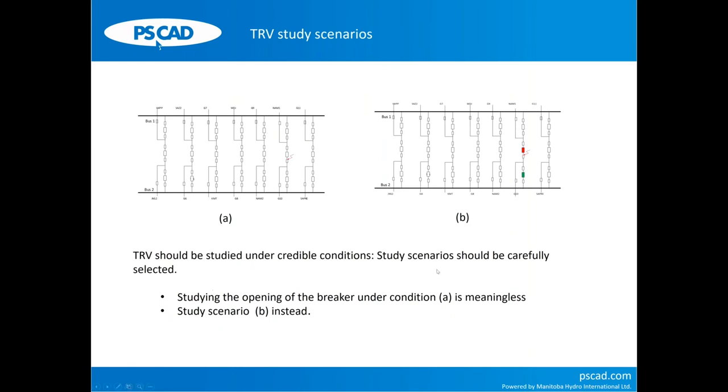This is the same thing I already mentioned: when you're selecting the scenarios, you have to do it very carefully. Some of the scenarios may be meaningless depending on where you apply them, and whether the other breakers are open or closed. You have to carefully select the correct scenarios, because there are hundreds of breakers in your system.